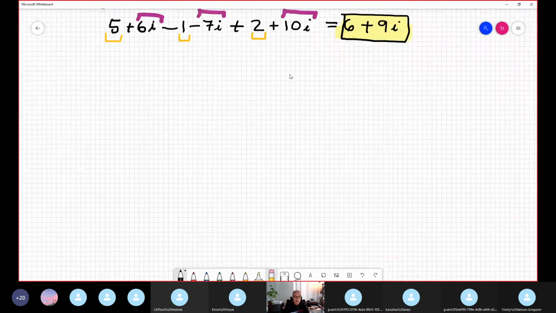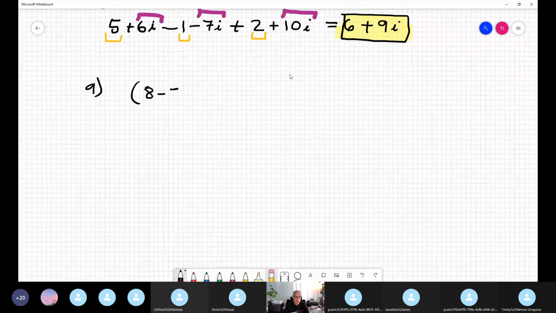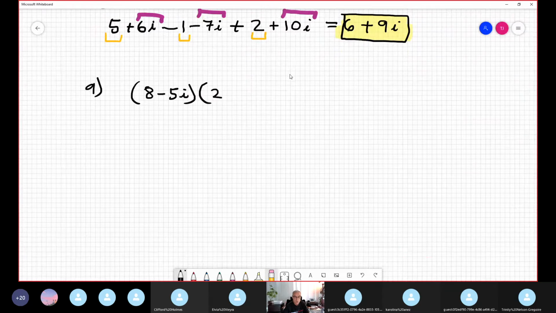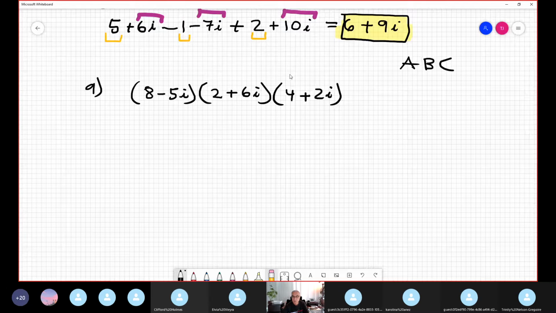Number 9, yes. Number 9 is multiplication. In this case, you multiply 3 complex numbers. 8 minus 5i times 2 plus 6i times 4 plus 2i. And actually, we have A, B, C, 3 complex numbers.